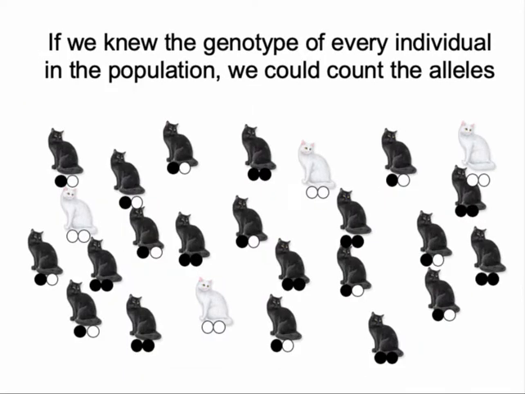On the other hand, if we knew the genotype of each of these individuals in the population, if we were able to see which cats are heterozygous and which cats are homozygous dominant, this cat is actually heterozygous, but this one next to it is homozygous dominant. Although phenotypically they look the same, if we could see what are the actual genotypes of each one of these cats, we could count the alleles individually.